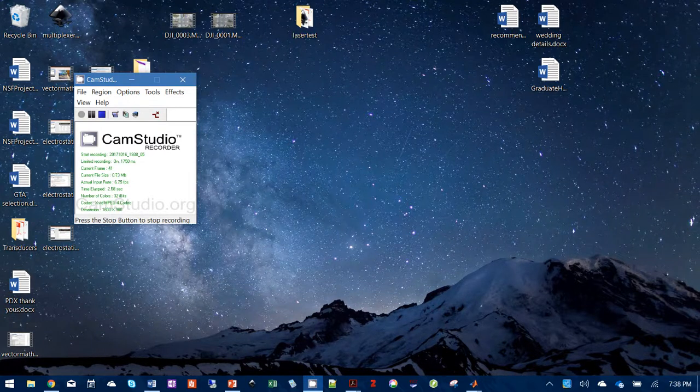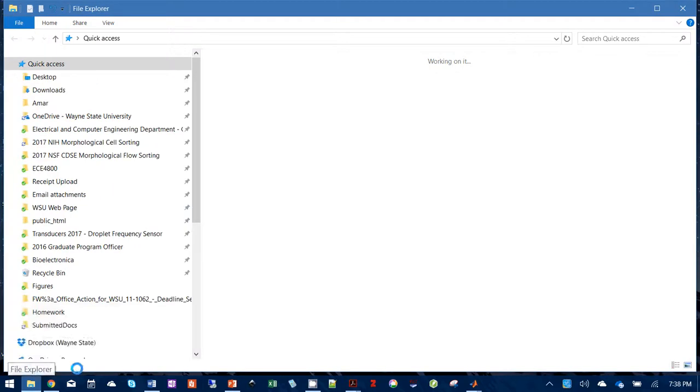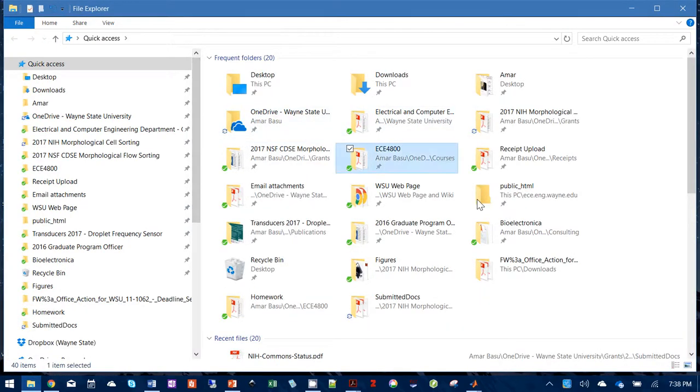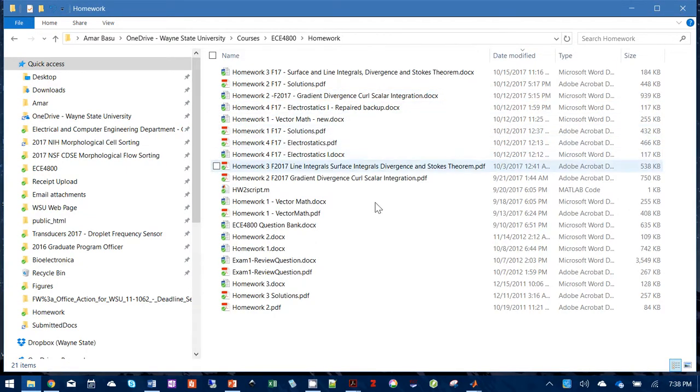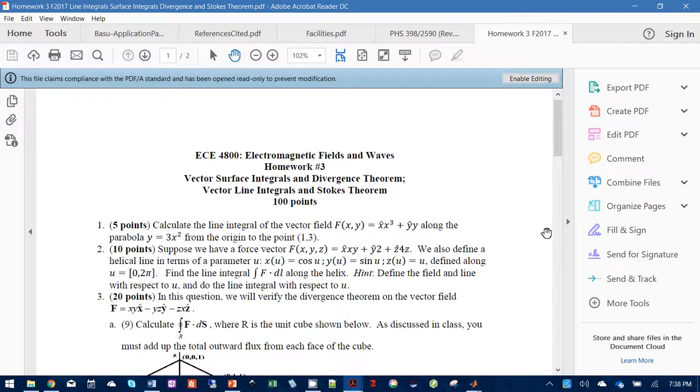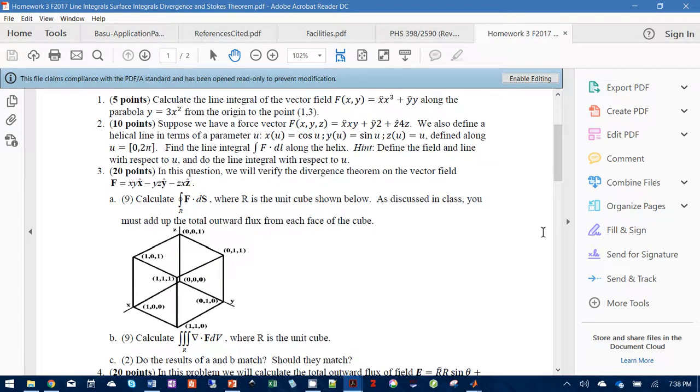All right, great. So let's start with homework questions, and then we'll go over scalar potentials today. All right, homework. Question 3. Okay, this was the divergence theorem question.